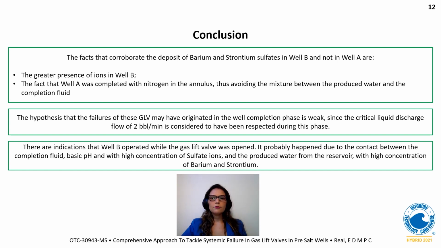The hypothesis that the failure of this gas lift valve may have originated in the well completion phase is weak, since the critical liquid discharge flow of 2 barrels per minute is considered to have been respected during this phase. There are indications that well B operated while the gas lift valve was open. It probably happened due to the contact between the completion fluid, with basic pH and high concentration of sulfate ions, and the produced water from the reservoir, with high concentration of barium and strontium.